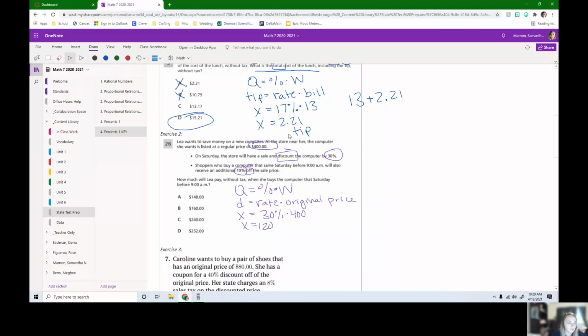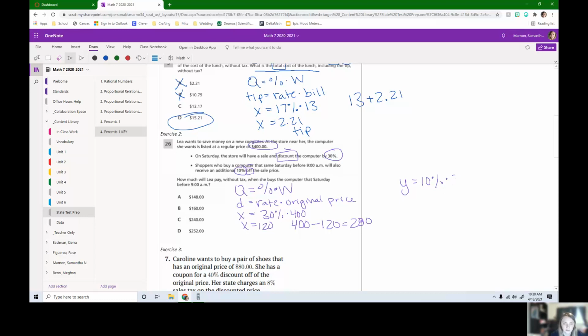That means we need to take it away. That's how much we're saving. 400 minus $120 gives us $280. So now that's after the first discount. Now we need to do the second discount. So that second discount is 10% of this 280.